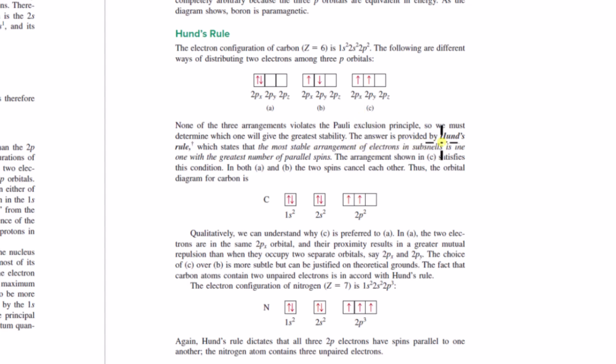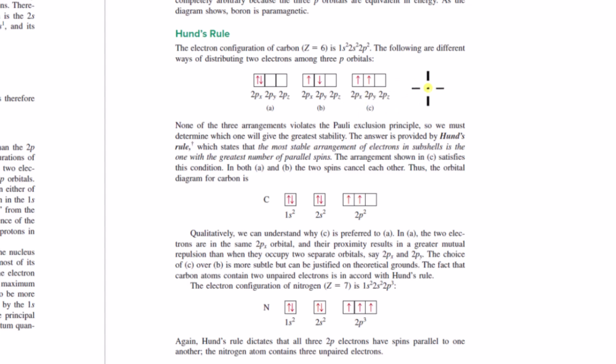That's what happens first, the lowest energy possibility. So the answer is provided by Hund's rule, which states that the most stable arrangement of electrons in subshells is the one with the greatest number of parallel spins. Interesting. So you want to be more magnetic. All things being equal, the more magnetic, the more stable. The arrangement shown in C satisfies this condition. You have the greatest number of parallel spins here. In both A and B, the 2 spins cancel each other. Thus, the orbital diagram for carbon is this. So you always want to default towards the greatest number of parallel spins.